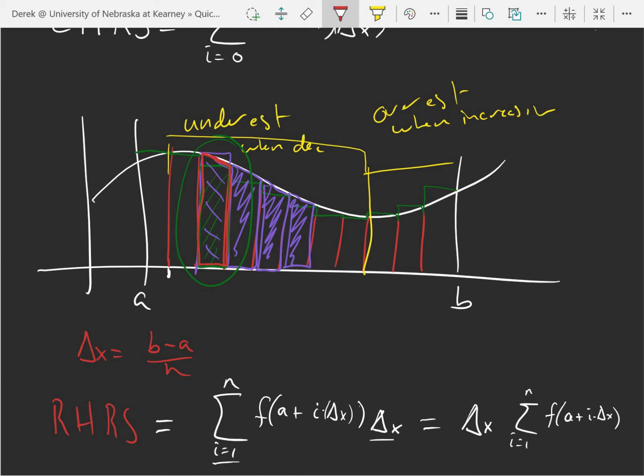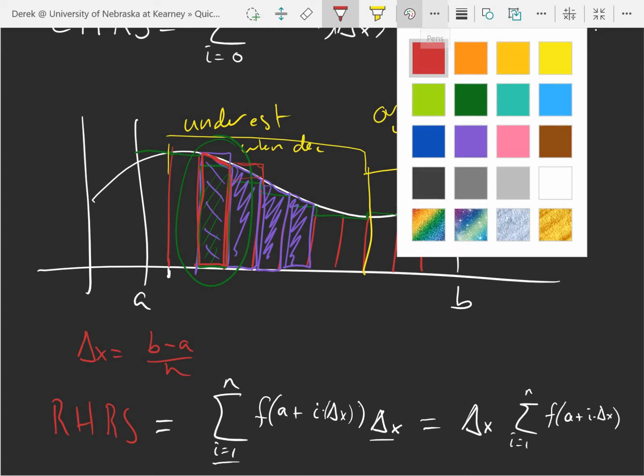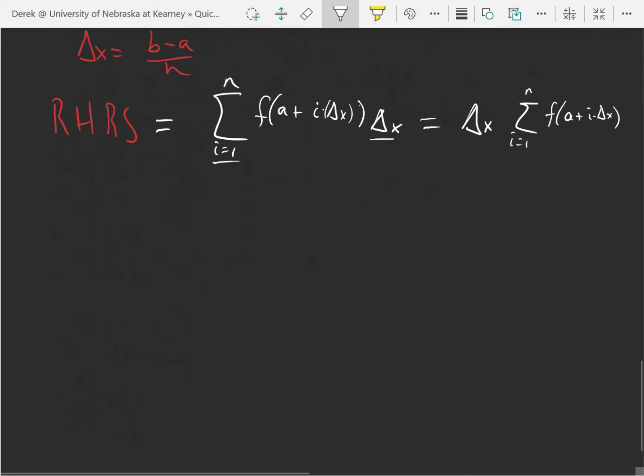So what I could do is add the right-hand sum and the left-hand sum together and divide by 2, because that's going to add each of the overestimates plus each of the underestimates and then divide them by 2. So that's our trapezoid rule. And that's going to be a better estimate yet. Let's draw a picture for that.